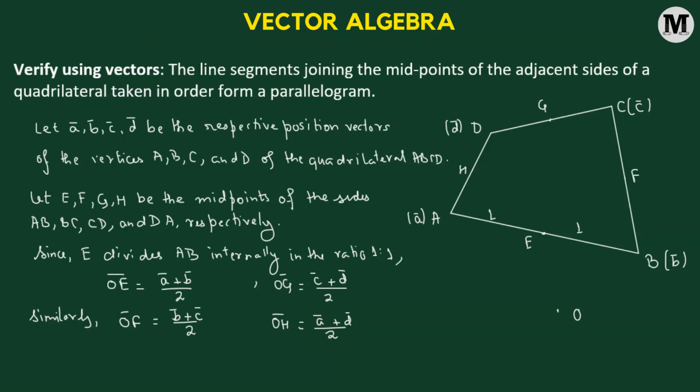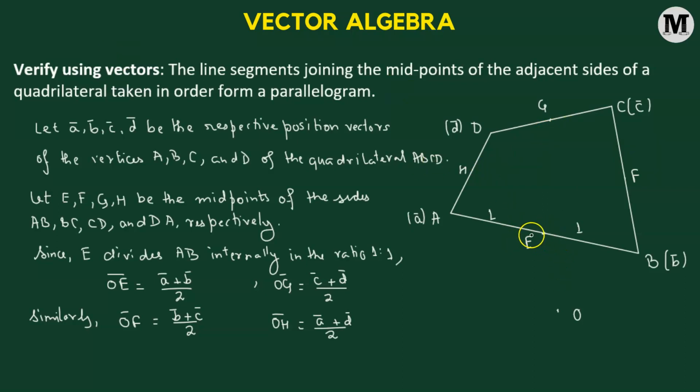Fine. The whole idea of defining the position vectors of the midpoints is that in this problem we need to show that if we join the line segments joining the midpoints of the adjacent sides, that means if we join E and F, F and G, G and H, and H and E, then the quadrilateral that is formed is going to be a parallelogram. So that's what we need to show.